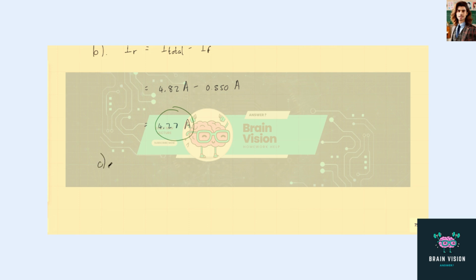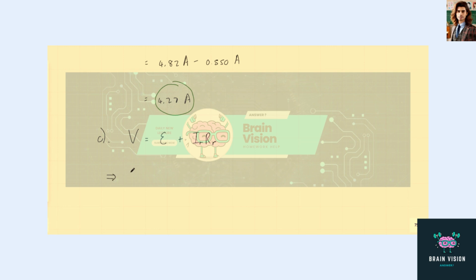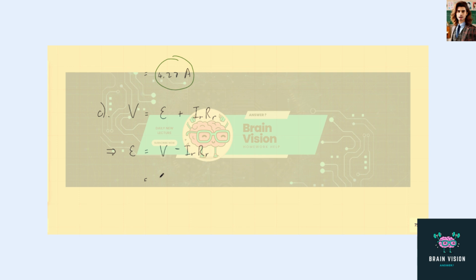Now, for part C, we want to calculate the EMF epsilon. We know that V is equal to epsilon plus IR RR. And so from here, obviously, we can rearrange and we can solve for epsilon. So epsilon is VAB minus IR RR. And all of these values are known, so we can calculate this EMF.